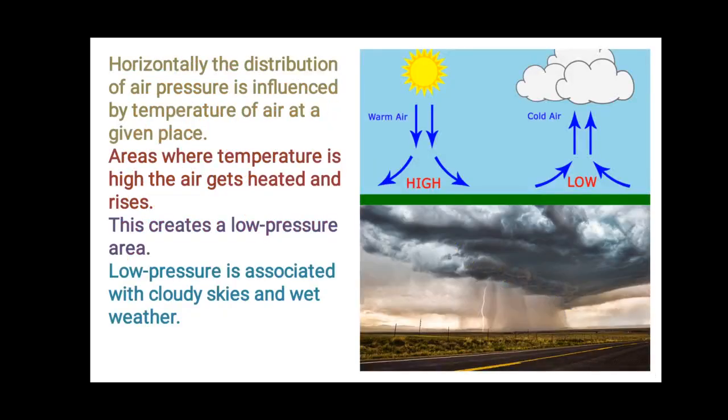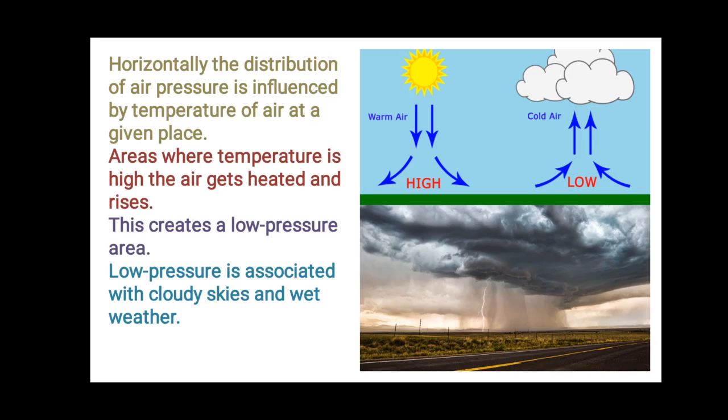And horizontally also, the distribution of air pressure is influenced by the temperature of air at a given place, children. Horizontally also we have some air pressure, right? So that distribution of air pressure is influenced by which one? Temperature of the air at a given place. All the places' temperature is not the same, children. It's not equal. It may vary from place to place. So that belongs to what? Horizontal distribution of air pressure.